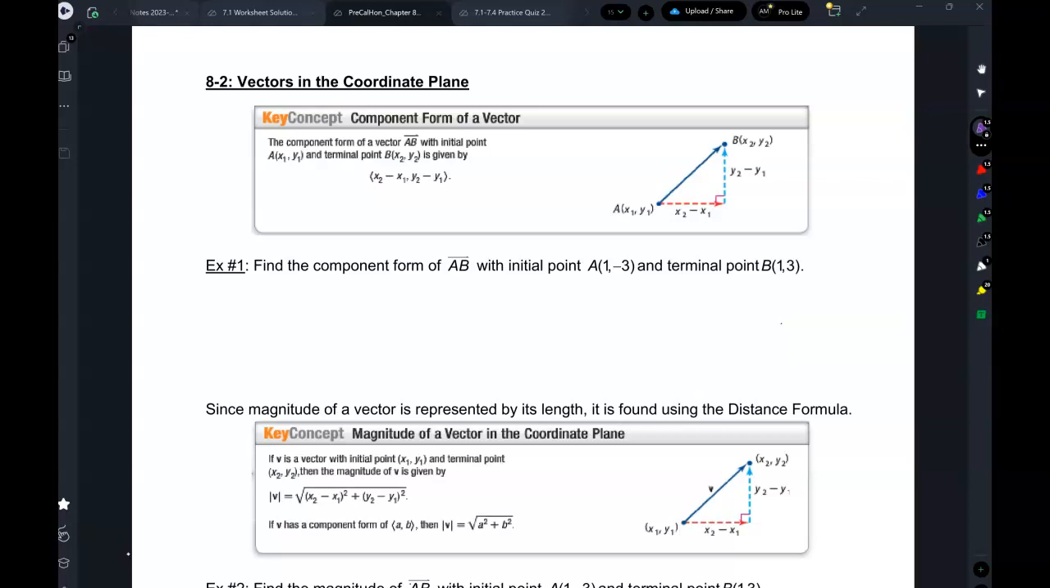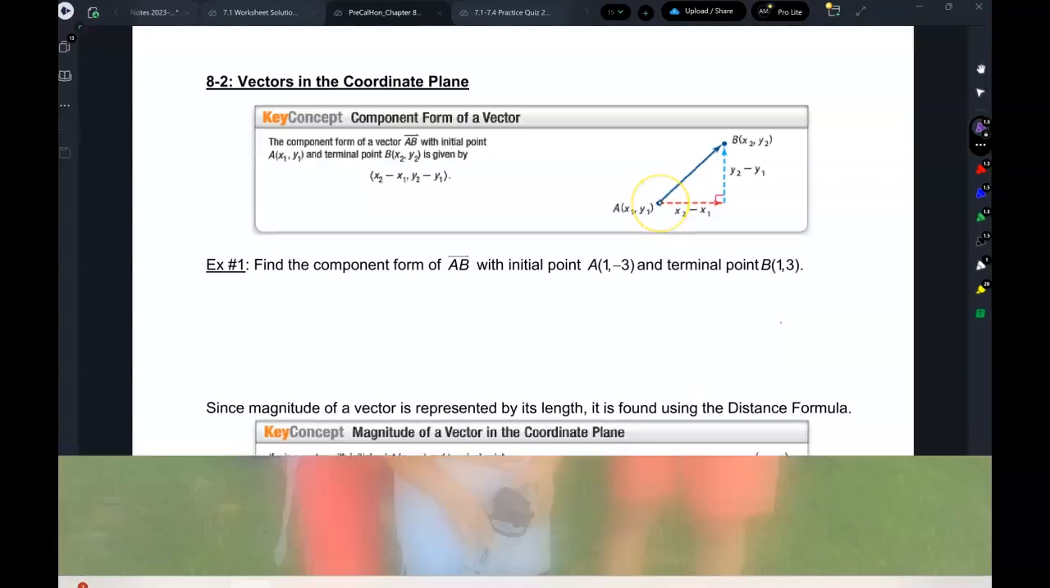Right, so last time we started talking about vectors, and one of the things we ended with is how to break a vector into its horizontal and vertical components, right? All right, so we're going to pick up from that.